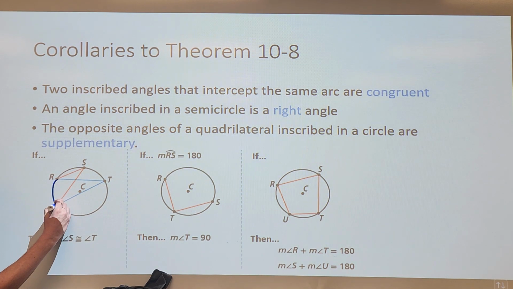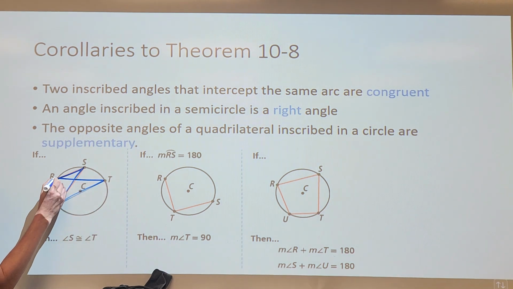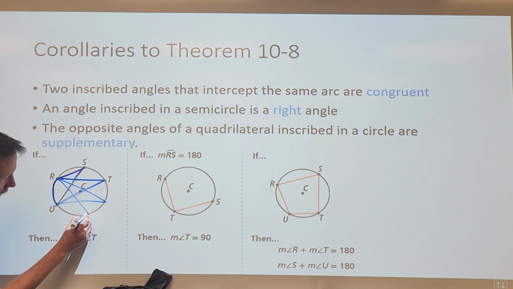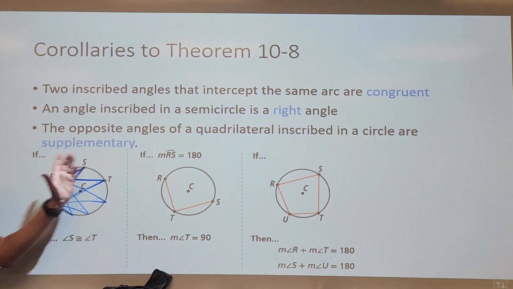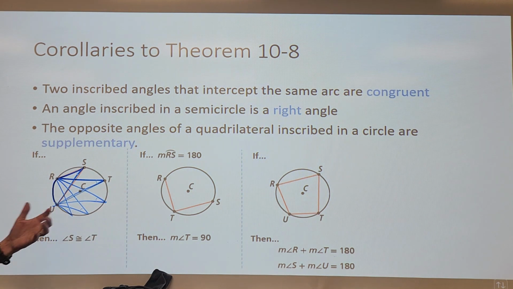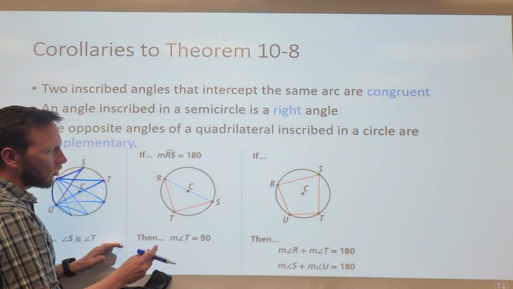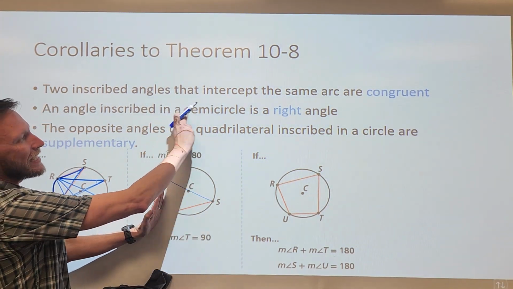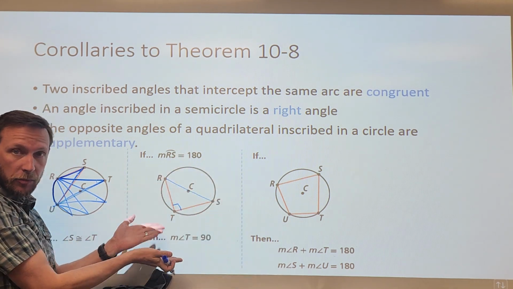If this is the intercepted arc, then no matter where I draw the angle, here, or there, or there, or here, this angle is going to be the same measure as all of the other ones. It has to be half the measure of the same arc, so of course they're going to be the same measure. If we have an inscribed angle inscribed in a semicircle, then it must be a right angle, right? Half of 180 is going to be 90.